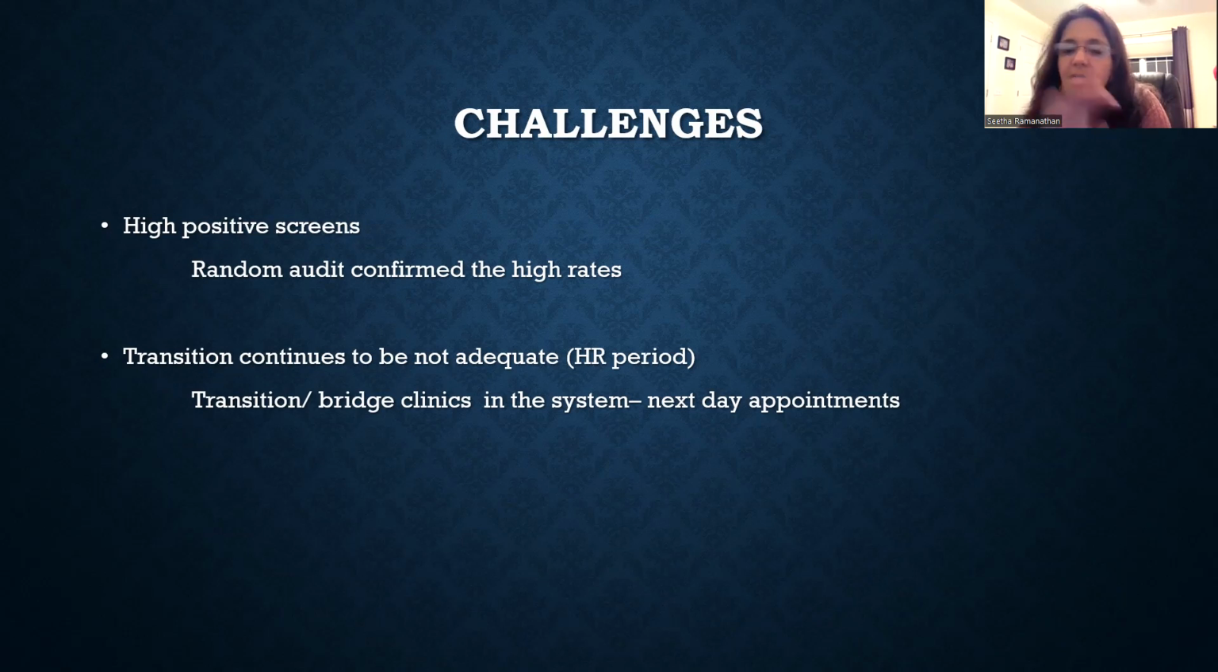The next one is the transition, the post-discharge period, the high-risk period. It continues to be a challenge. And now we are testing out a new model. Can we do a bridge clinic or a transition clinic?